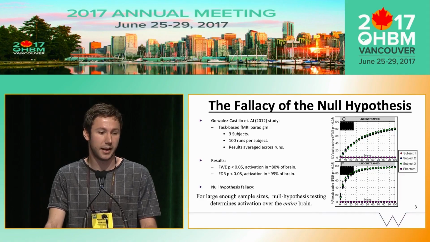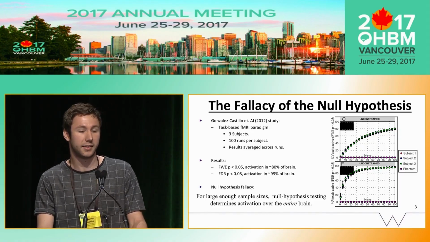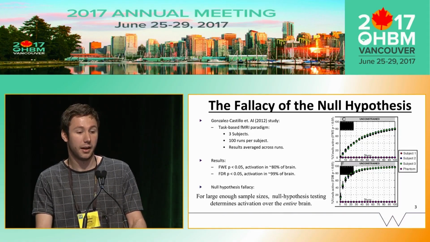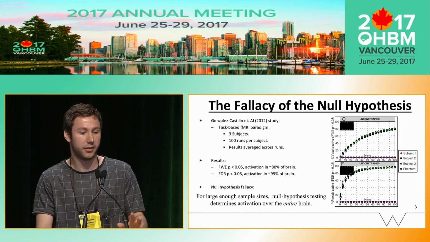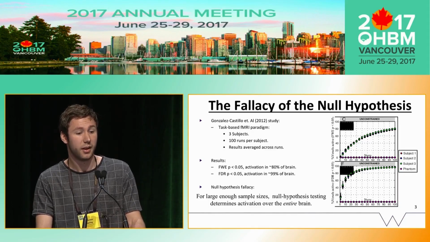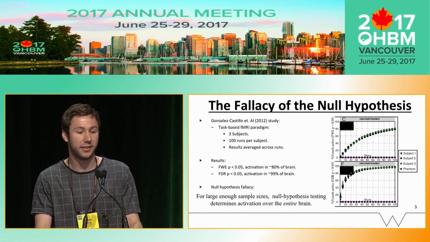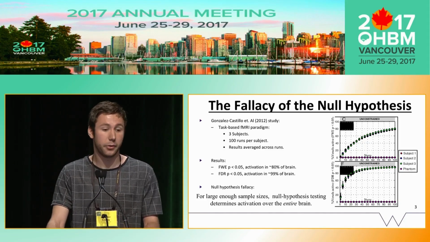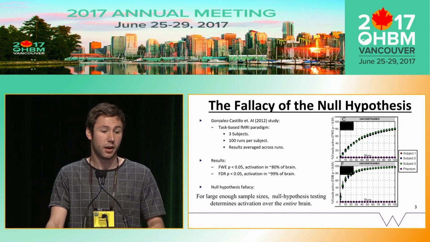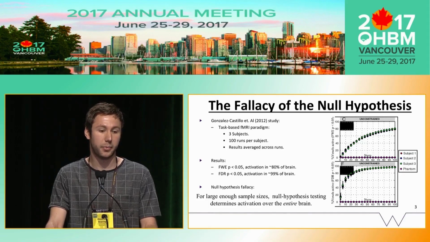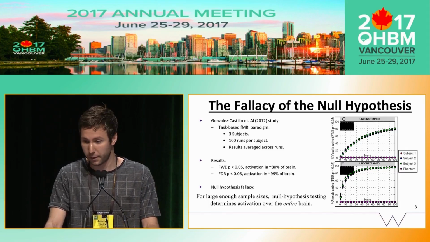What I'm presenting on this slide is an example of this happening. This is a study where they scanned 3 subjects 100 times each. And when they averaged the results across runs for these two multiple comparison correction procedures, they found activation in 80% and 99% of the brain respectively. On the right-hand side of this slide, I'm showing the percentage of voxels that were active compared to the number of runs. And even at about 35 runs, what we're seeing is over 50% of activation using the family-wise error rate, and almost 90% of activation with the false discovery rate.